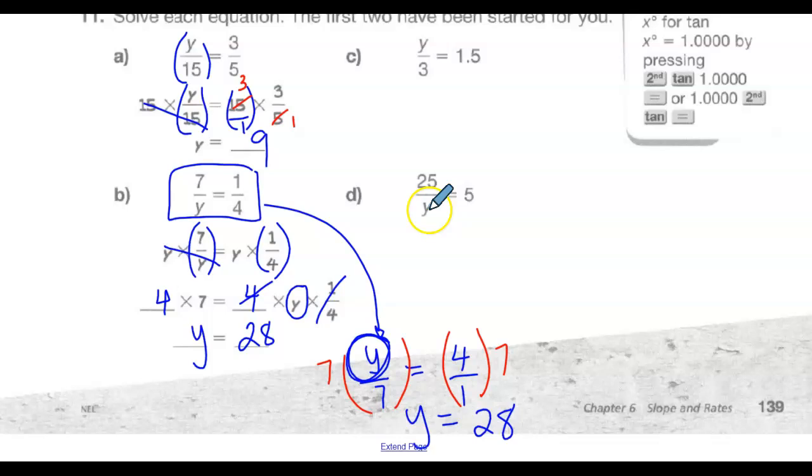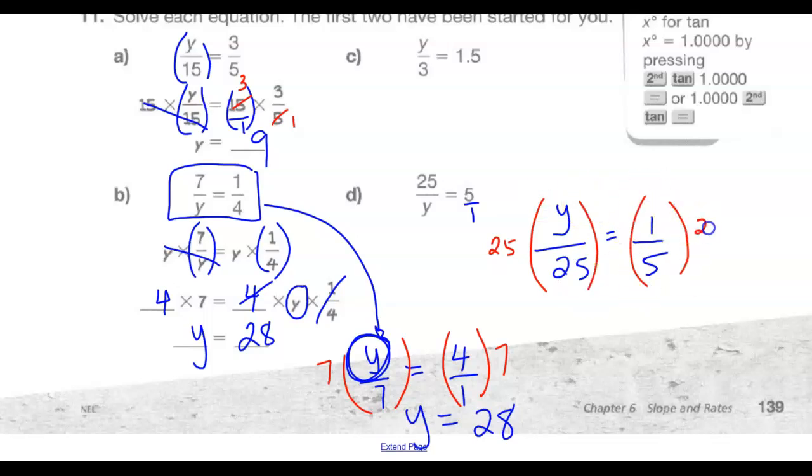So this is 25 over y equals one number. I'm going to make it a fraction, 5 over 1. And so now I'm going to flip the whole thing and then multiply by that denominator. So those divide out and we get y equals 25 over 5, which is just 5. Now, I skipped C. We'll go back to C.